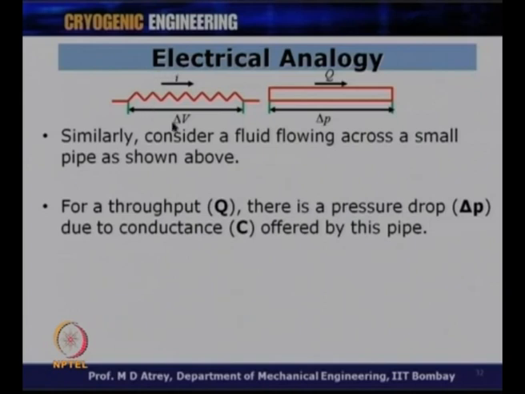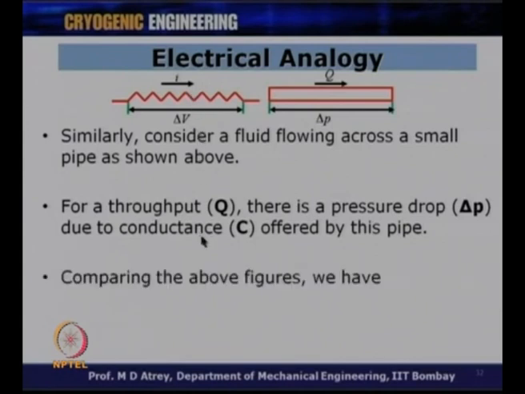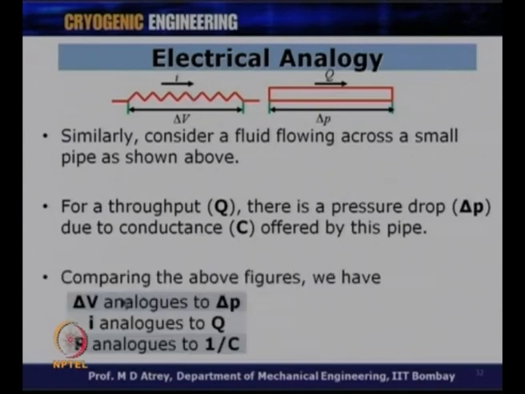So, from the electrical circuit I can compare this with the conductance of the pipe, and the conductance of the pipe C is related to 1 by R of the electrical circuit. Alright, so I got three different comparisons: I with Q, delta V with delta P, and C, the conductance of the pipe, with the 1 by R value in the electrical circuit. So, comparing the above figures, we have delta V analogous to delta P, I analogous to Q, and R analogous to 1 by C.